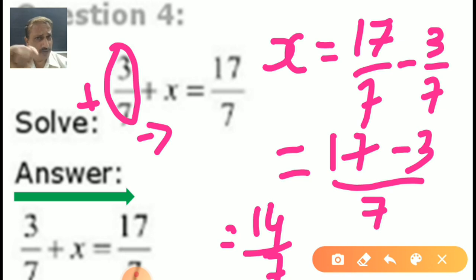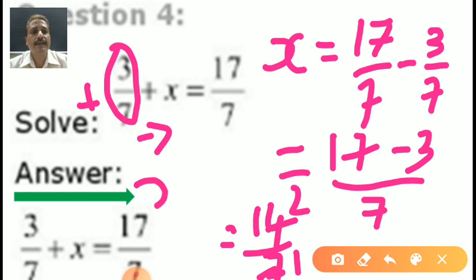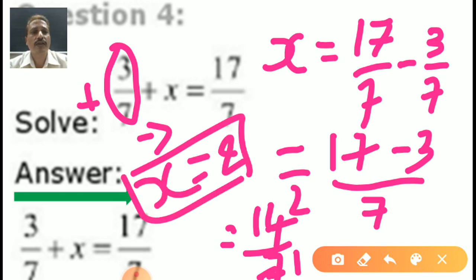Yes, in the 7 table both numbers come. 7 1s are 7 and 7 2s are 14. So we can cut it here. 7 1s are 7, 7 2s are 14. So now x is equal to 2 is my solution. Let's check the answer. What we did here with my pink marker.